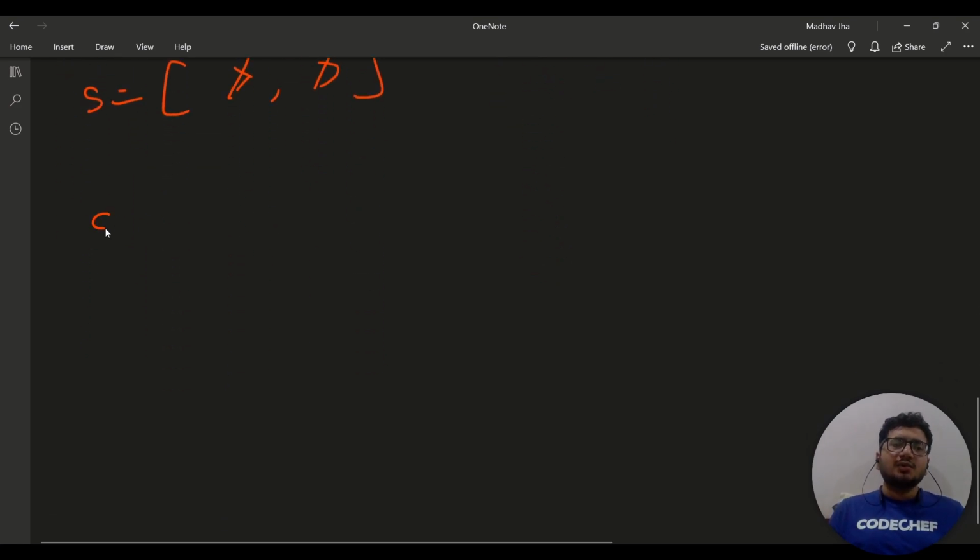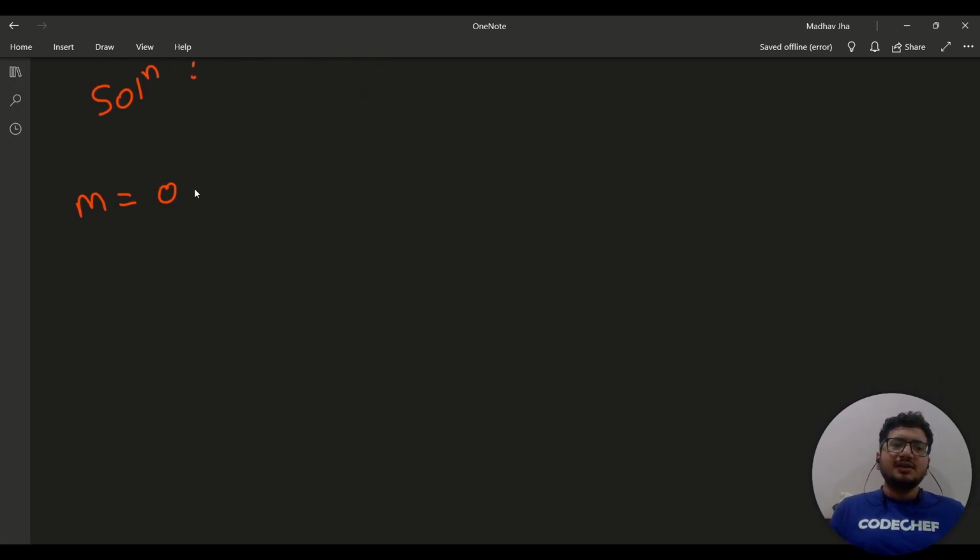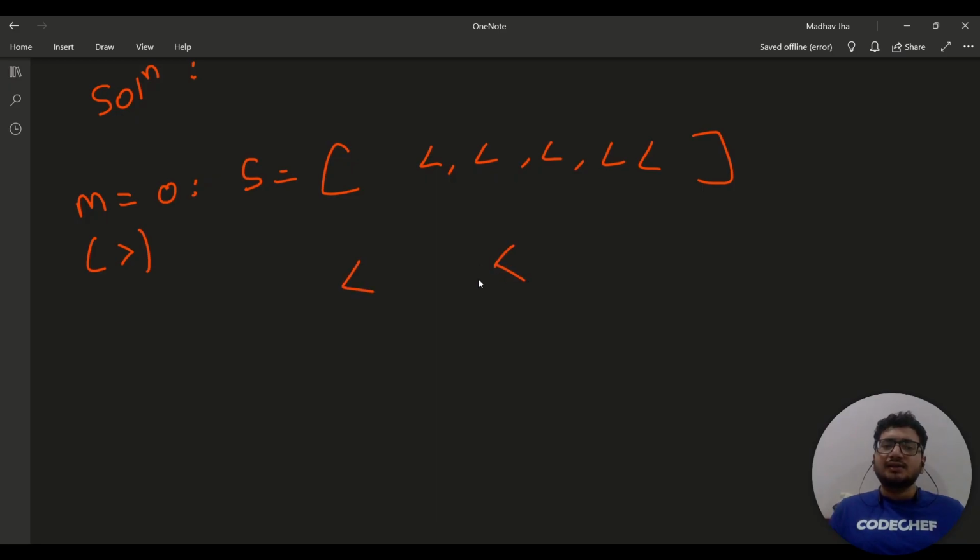Let's see how we can approach the solution. Let's start with this: what would happen if there are no greater than signs? That means our m is equal to 0, no greater sign. This would mean that in our multiset we will only have these less than characters. So now what would happen if I compare two less than characters? They are equal, so two of them would be removed and we'll have this string.